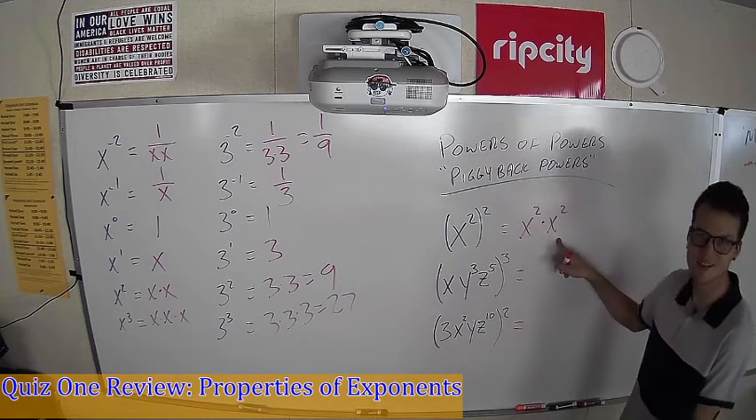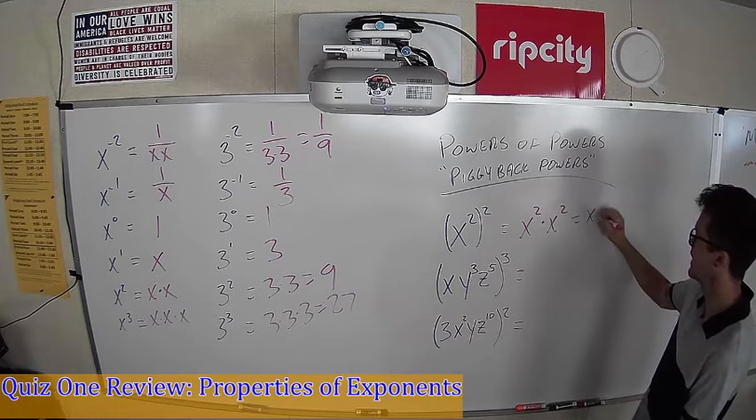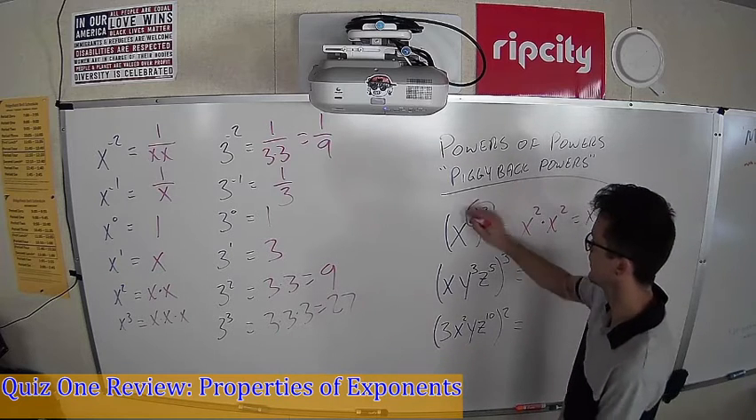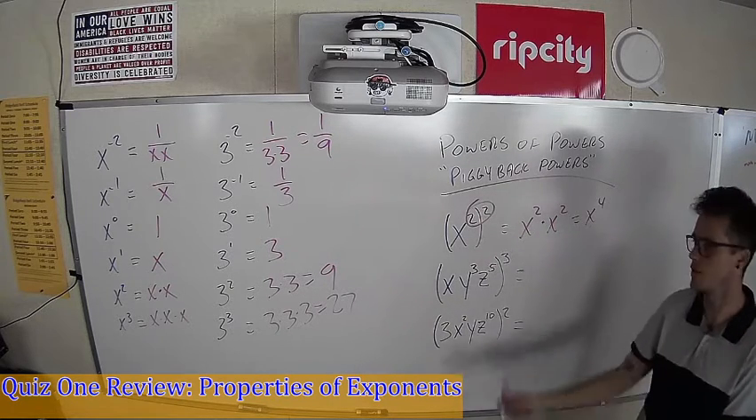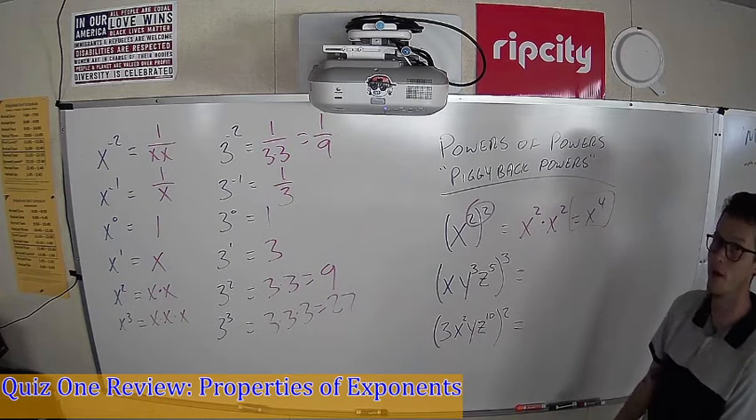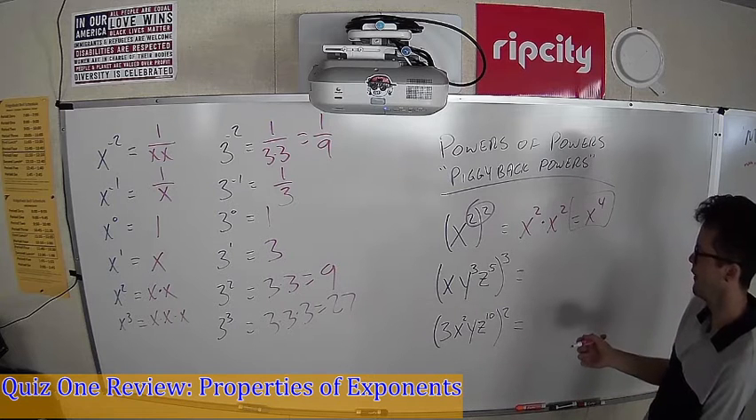Well, we just did something like this a few minutes ago. X squared times x squared, you're going to add the 2 and the 2, you get x to the fourth power. The shortcut here is noticing that we have a 2 and a 2, just multiply them together. 2 times 2 is 4, and that's how we get this x to the fourth power. Okay, that pattern remains true down here.